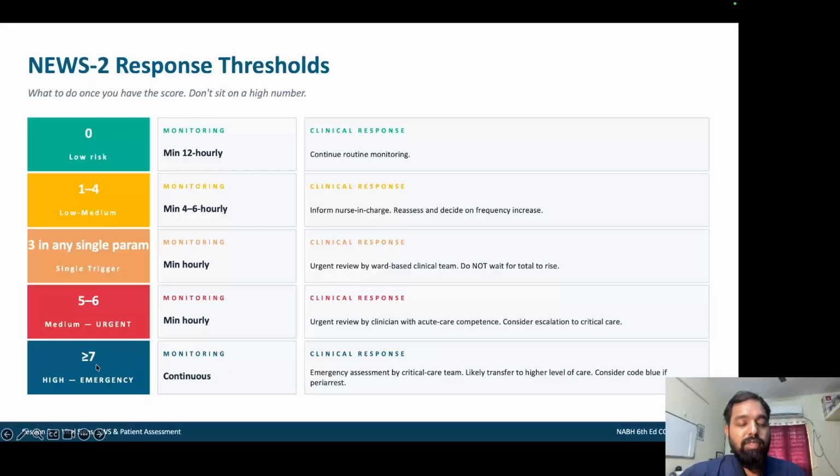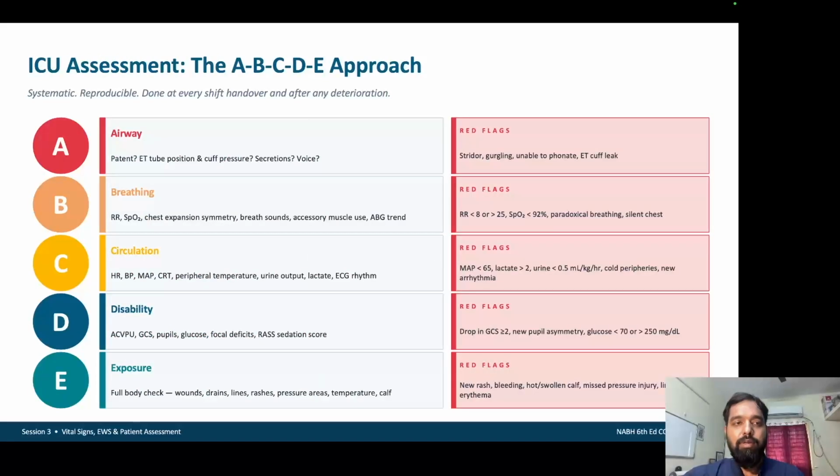A NEWS 2 score of 7 or more is high, an emergency. Here we need continuous monitoring, and emergency assessment by the critical care team should be made immediately, with likely transfer to a higher level of care. Consider code blue if the patient is in the peri-arrest period.